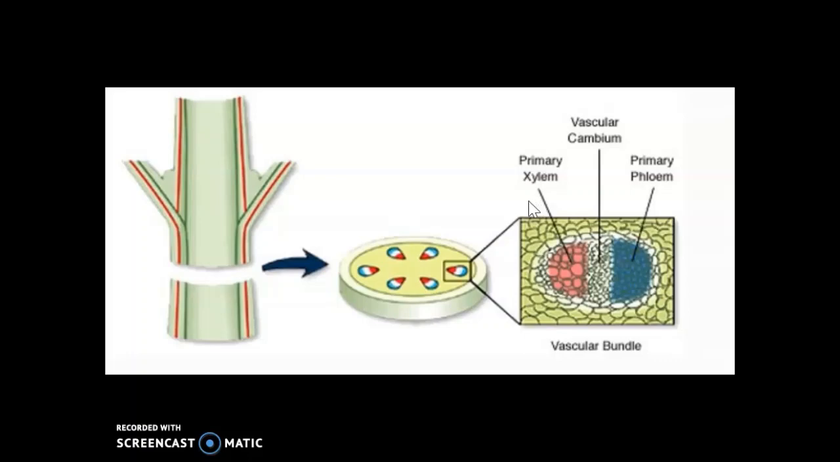Phloem tissue transports organic compounds from the site of photosynthesis to other parts of the plant. The xylem and phloem always lie adjacent to each other in a vascular bundle.